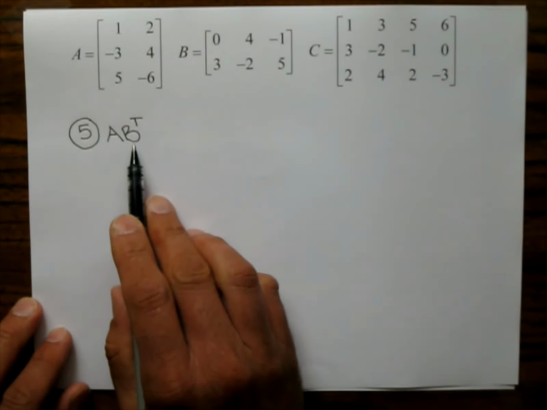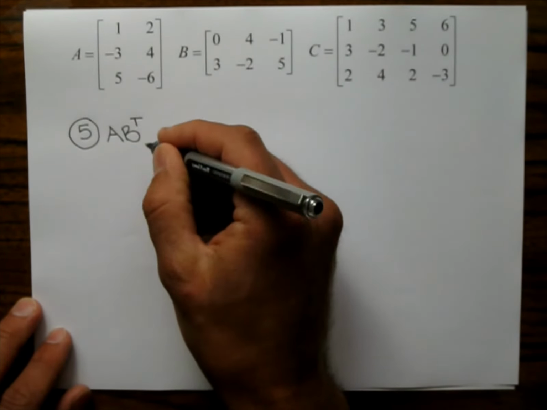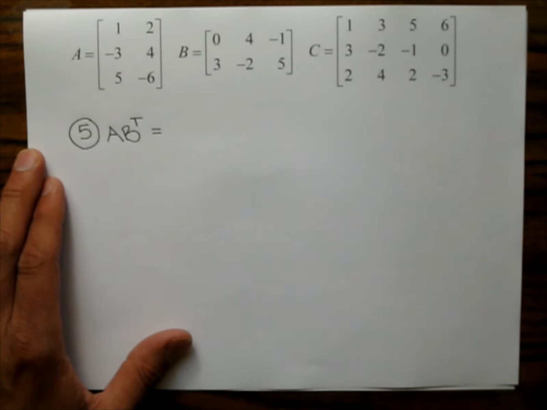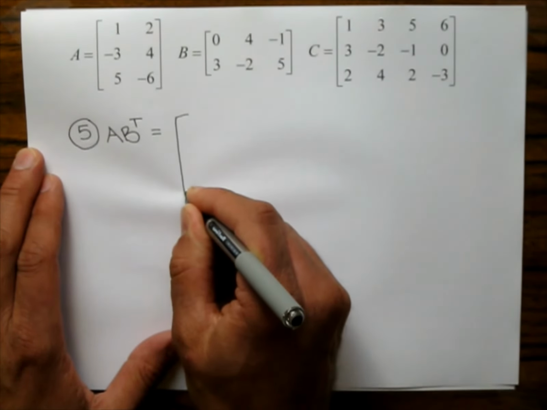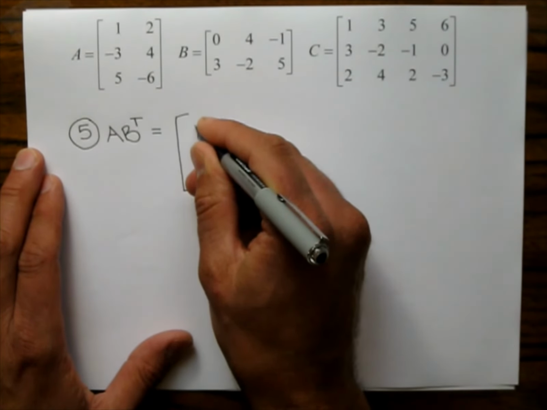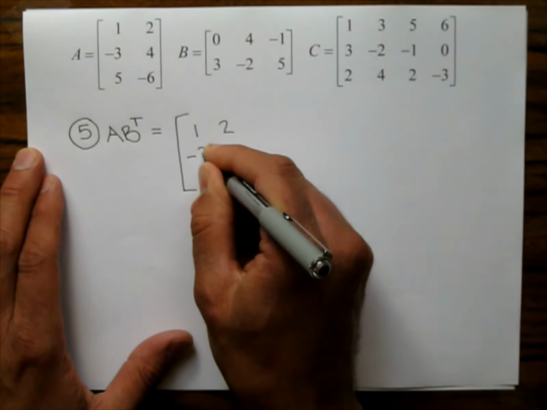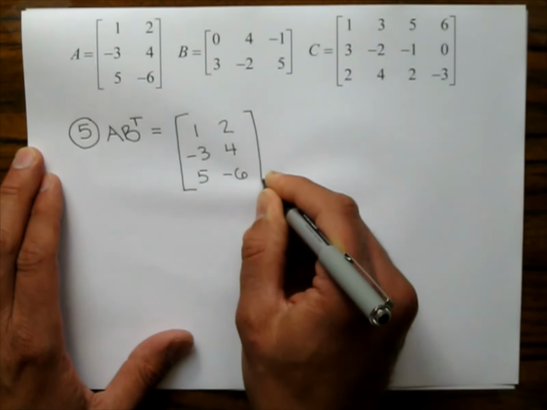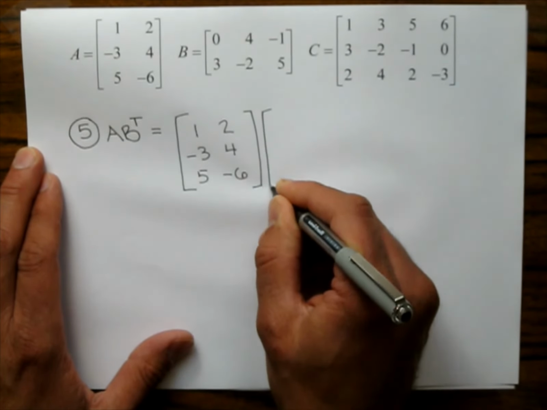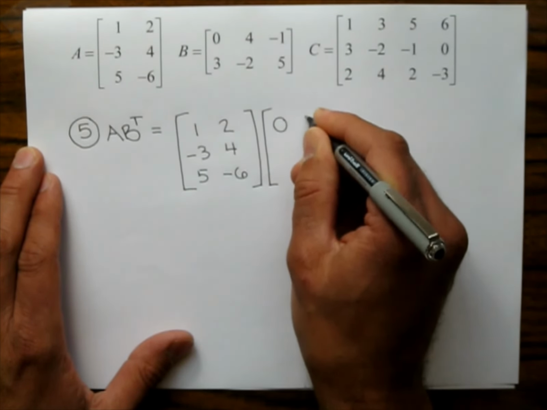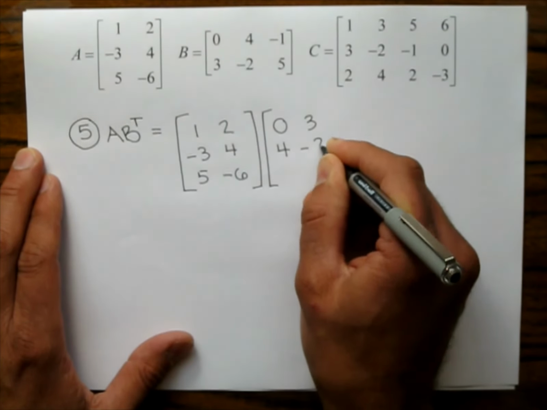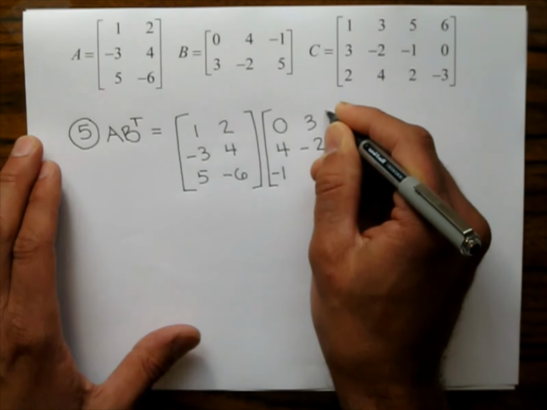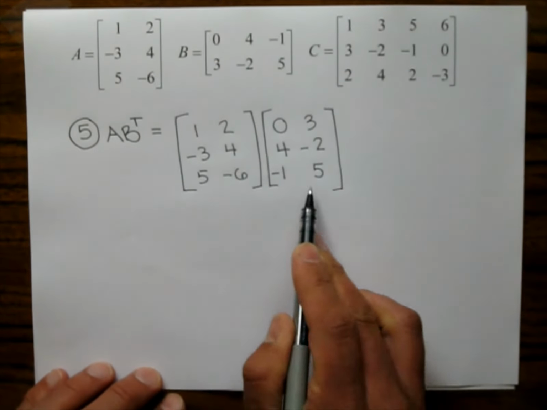We can actually multiply two matrices together, and there's a definition for that. What I'm going to do is go A times B transpose. So this is 1, 2, negative 3, 4, 5, negative 6. And this one right here is 0, 3, 4, negative 2, negative 1, positive 5. So it looks like I learned my lesson and now I have the same size.